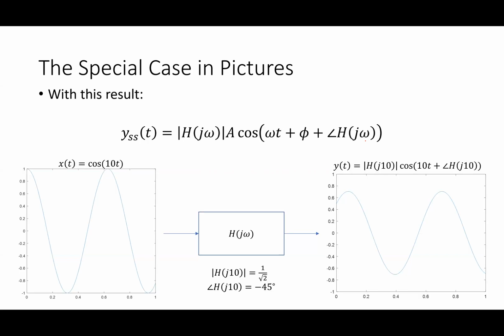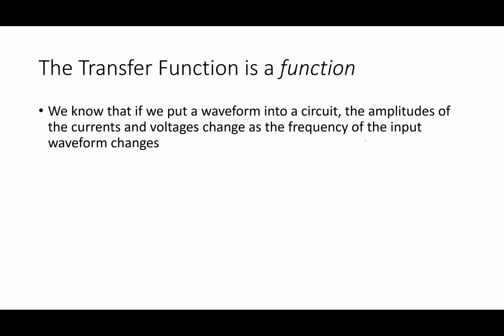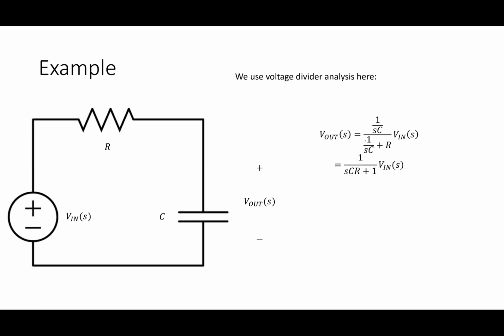This thing, H of j omega, is a function of frequency. All right, so it's a function. It's why we call it a transfer function, right? Basically, we say that if we put a waveform into the circuit, the amplitudes of the currents and voltages change as the frequency of the input waveform changes. All right, so this leads to the concept of what we call a filter. So we'll look at this example here.